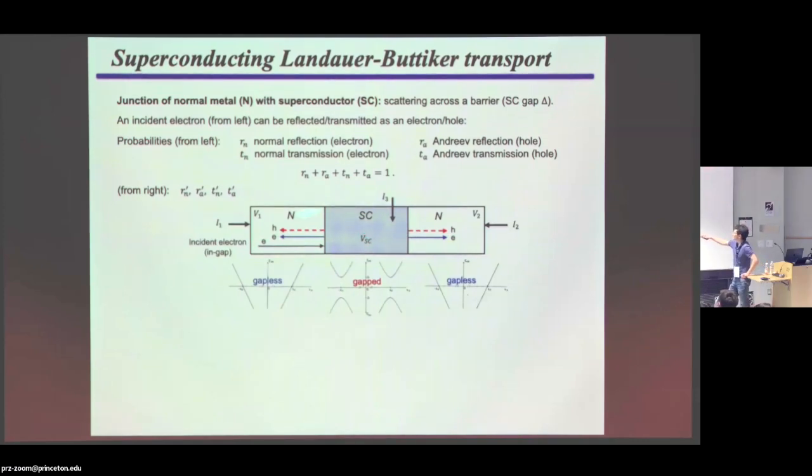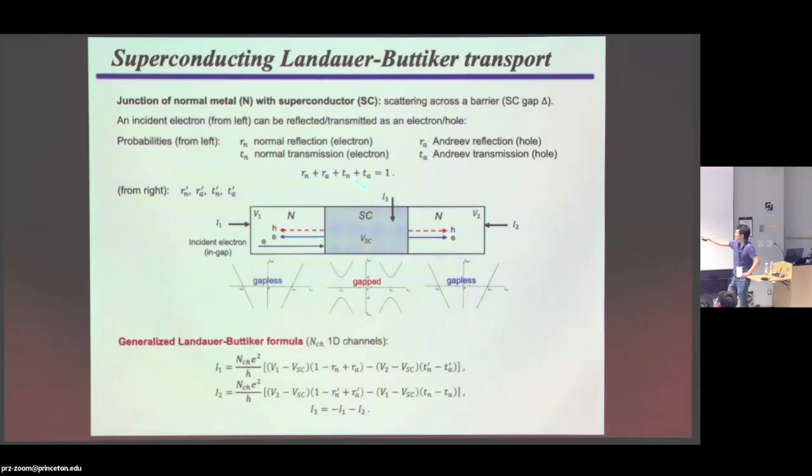So the idea is, if you consider this normal metal, superconductor, normal metal junction, then if some electron is incident here, this is just a scattering problem. You have some probability of reflecting as an electron or as a hole, and also transmitting as an electron or hole. So in total, you have 4 coefficients, 4 probabilities, which add up to 1. These are known as normal reflection and Andreev reflection, normal transmission and Andreev transmission. And similarly, if you scatter from the right side, you have similar coefficients. They're not necessarily equal to the left ones.